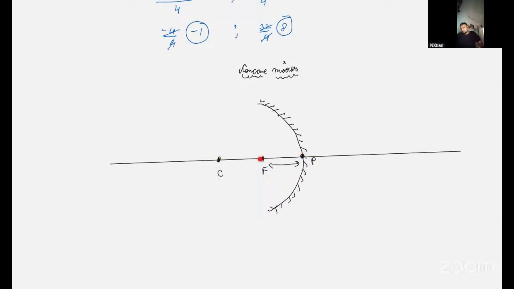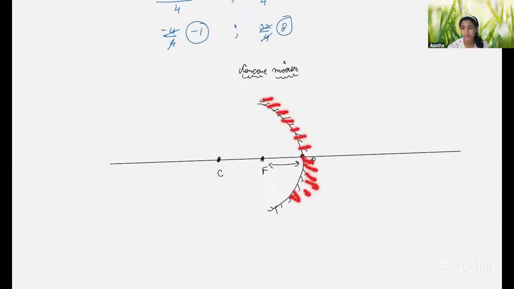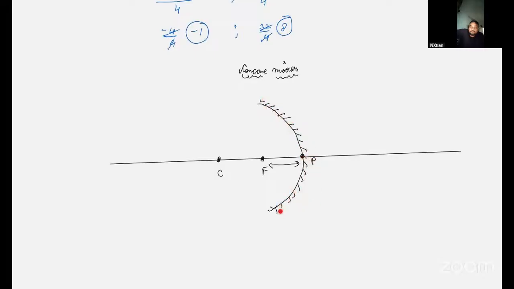Abraham, you got it? Yes, sir. I think so. Now, don't forget to make layers like this. A convex lens is a convergent lens, and a convex mirror is a divergent mirror, and vice versa for the concave lens and concave mirror. Okay. So everyone.